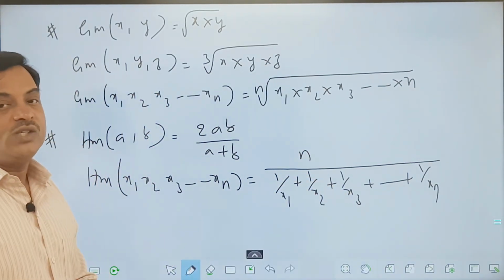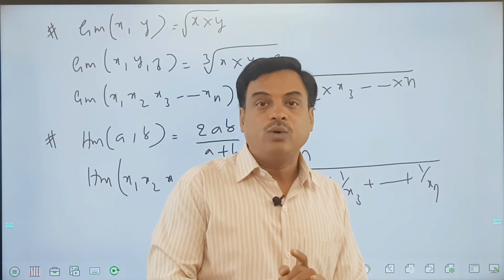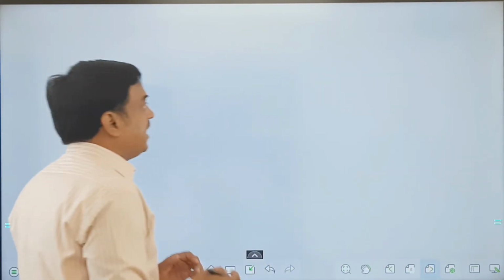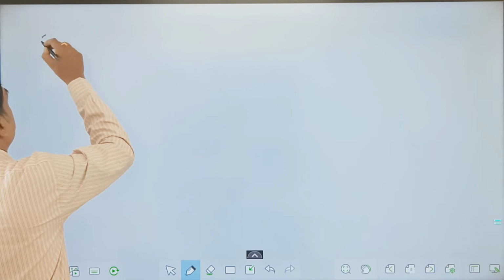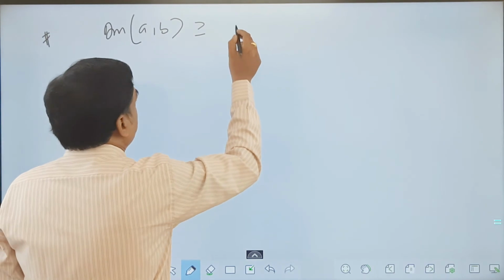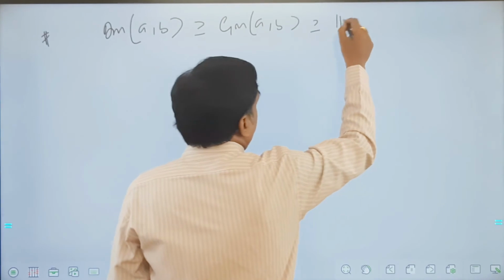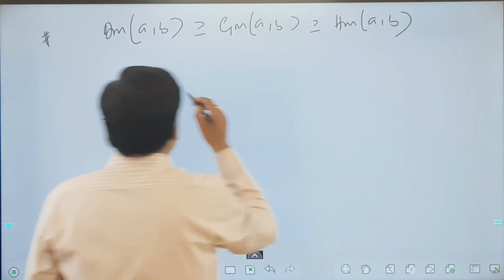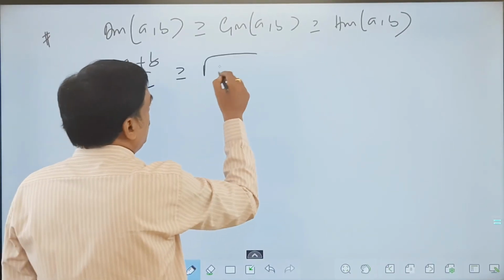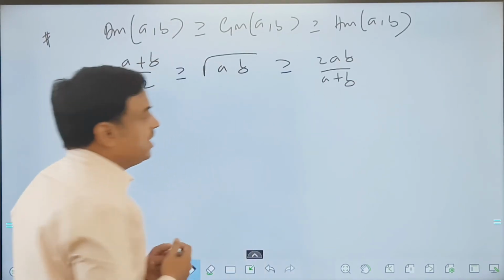There are certain questions based on AM, GM and HM that are also possible in inequality. So I need to know which value is greater and which is lesser. The common condition for AM, GM and HM is that AM of two numbers is always greater than or equal to GM of the two numbers, which is greater than or equal to HM of the same two numbers. For example, (a plus b) by 2 is greater than or equal to root over ab, which is greater than or equal to 2ab by a plus b.